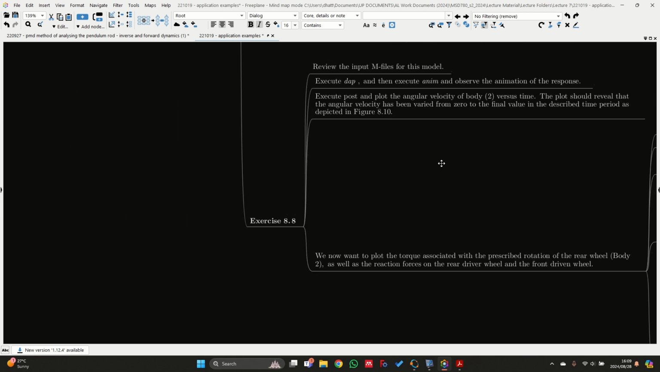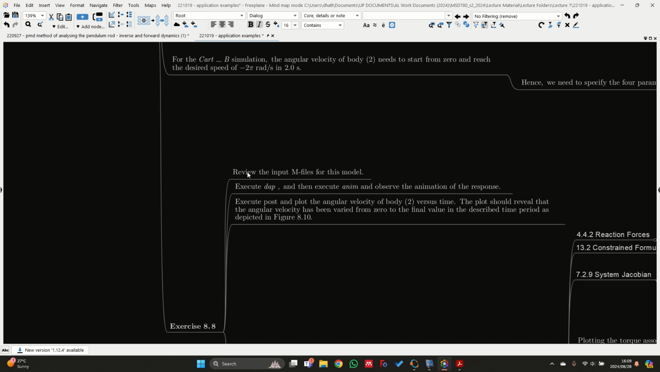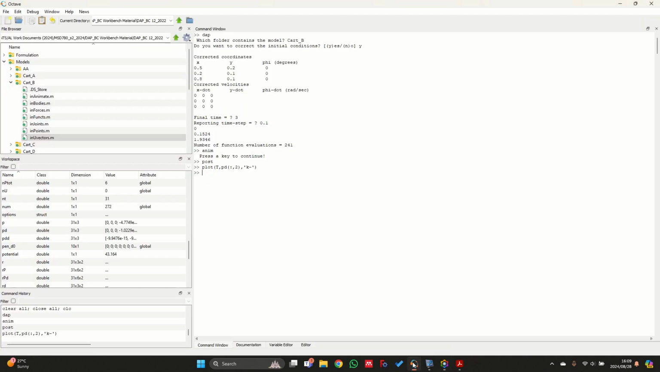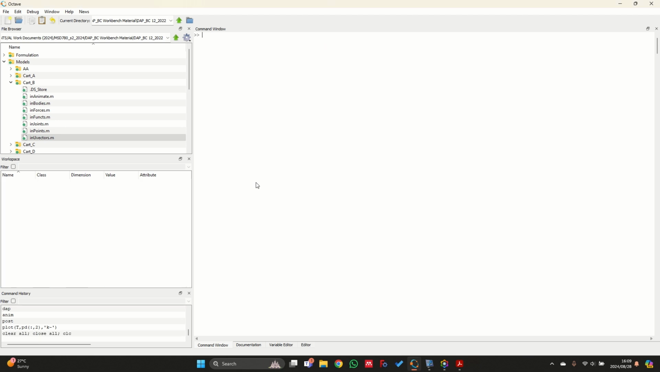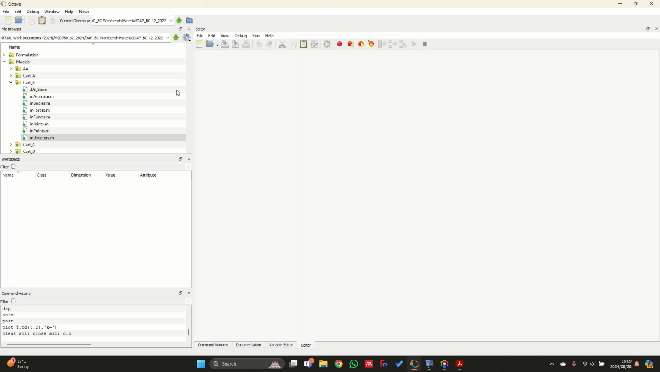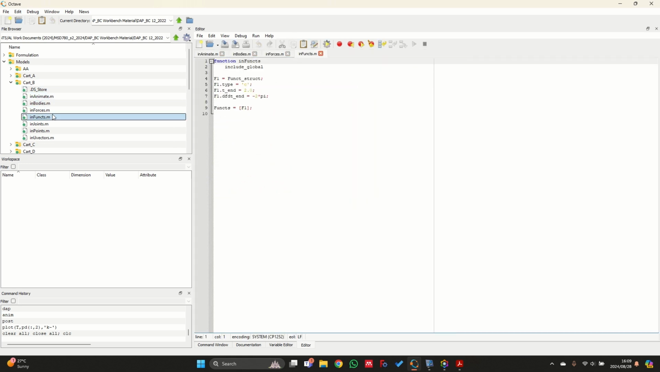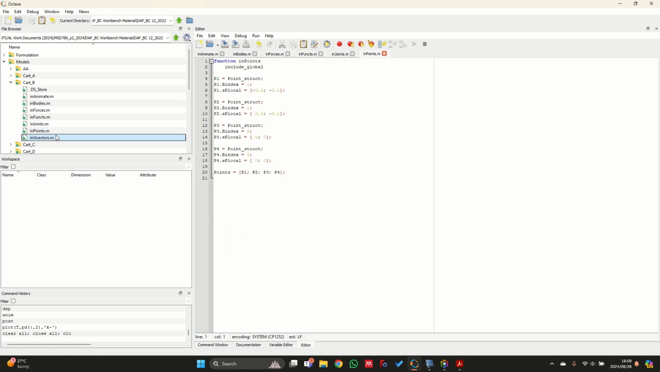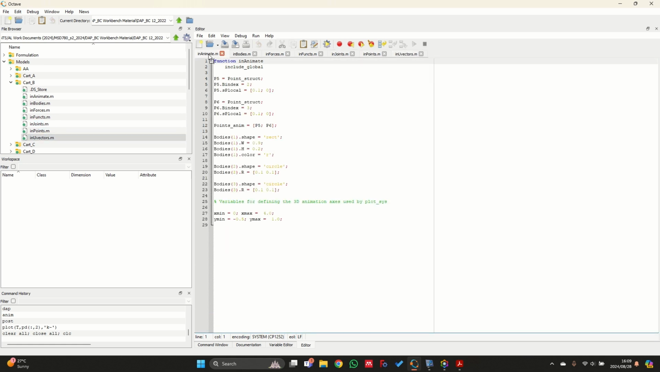Okay, so moving on to exercise 8.8, the first task that we have to undertake is to review the input files for this model. And then we want to execute DAP and then execute anim and observe the actual animation of the response. So if I go over here, what I'm first just going to do is clear all, close all, so that I'm working with a blank workspace. And then I just have to open the files for card B. So this will be in animate, in bodies, in forces, the functions, joints, points, and any U vectors that I want to specify.